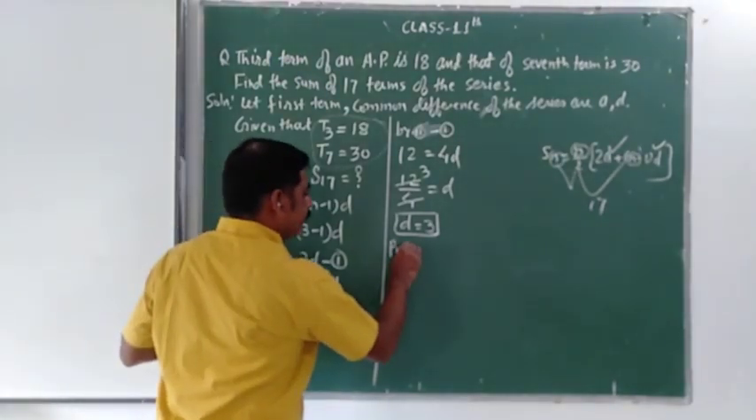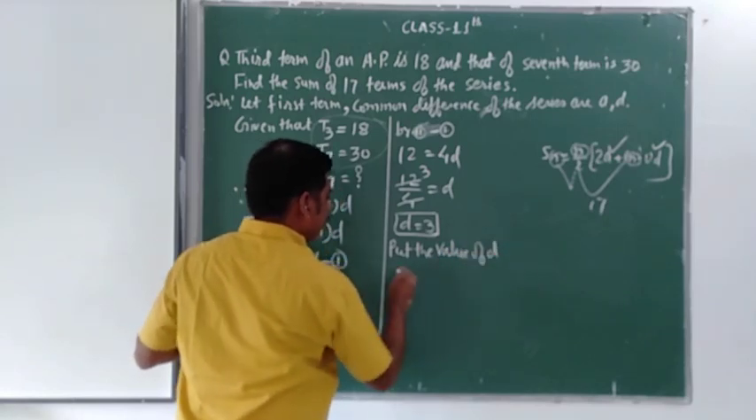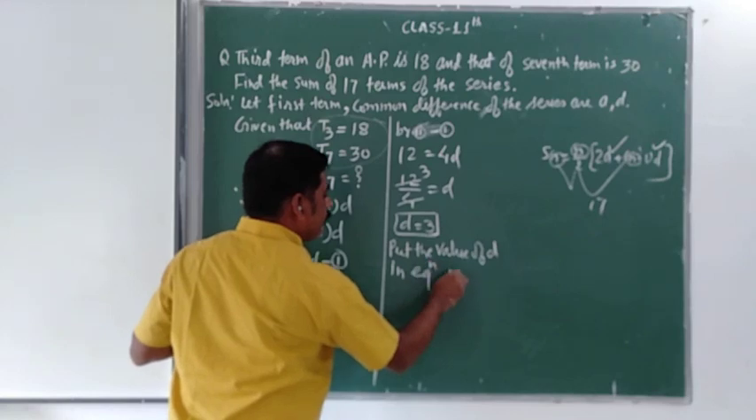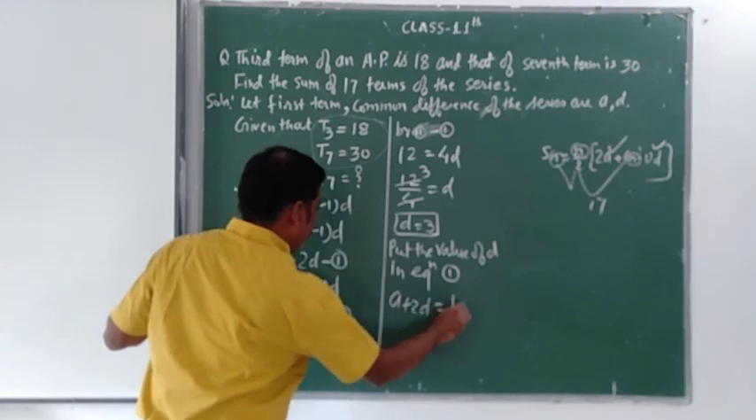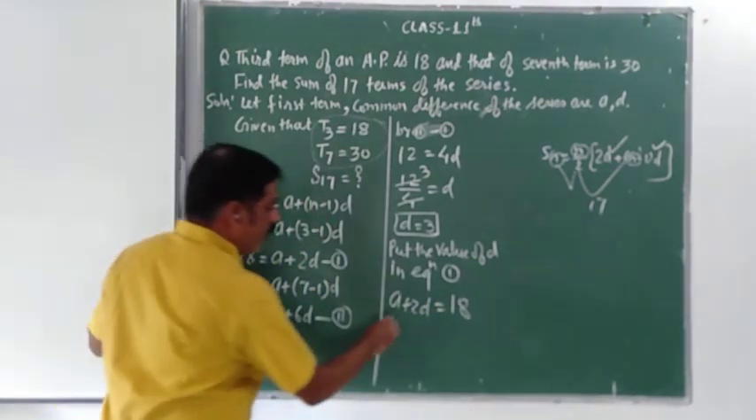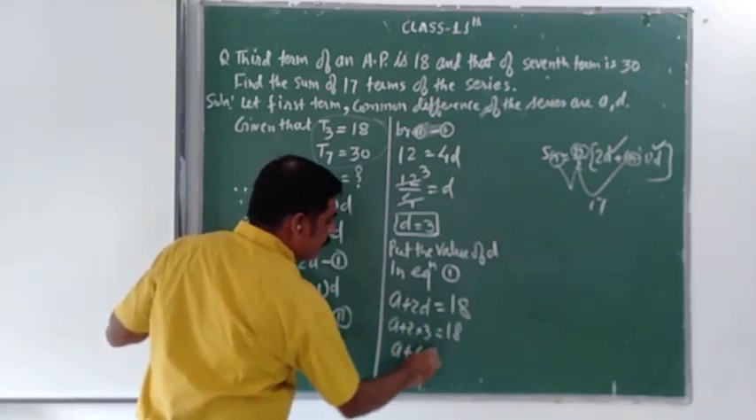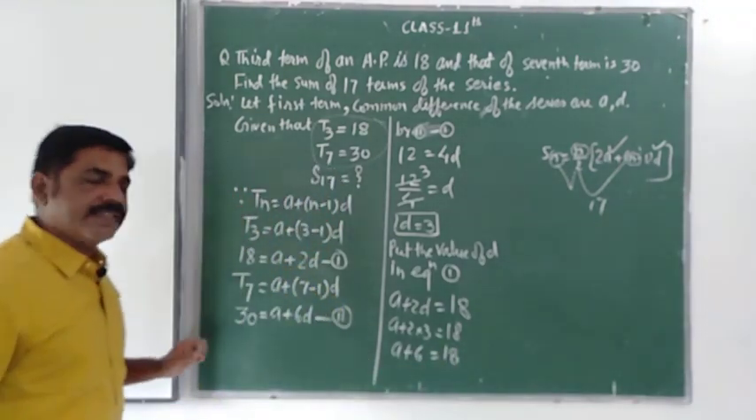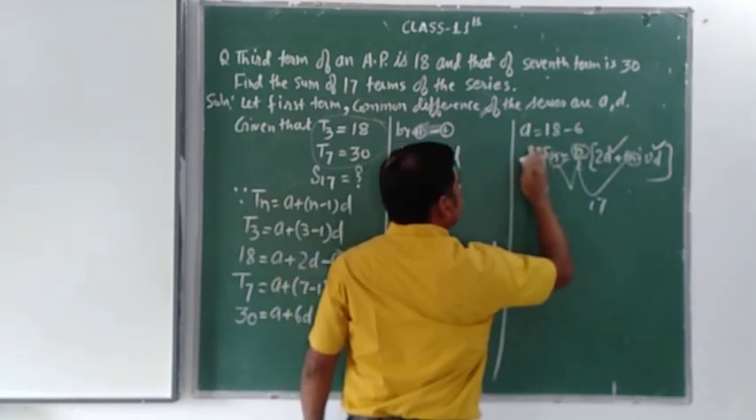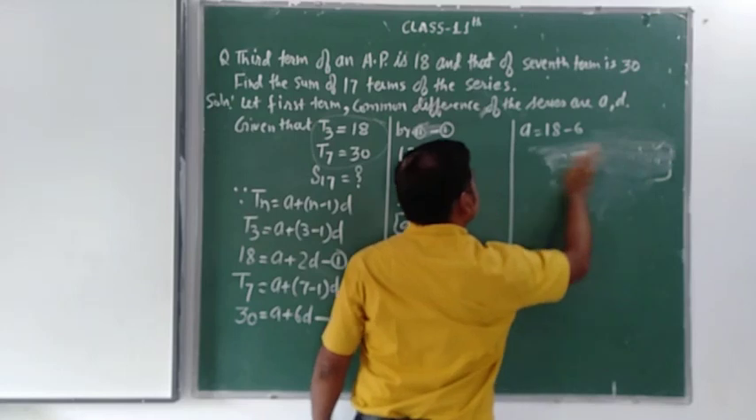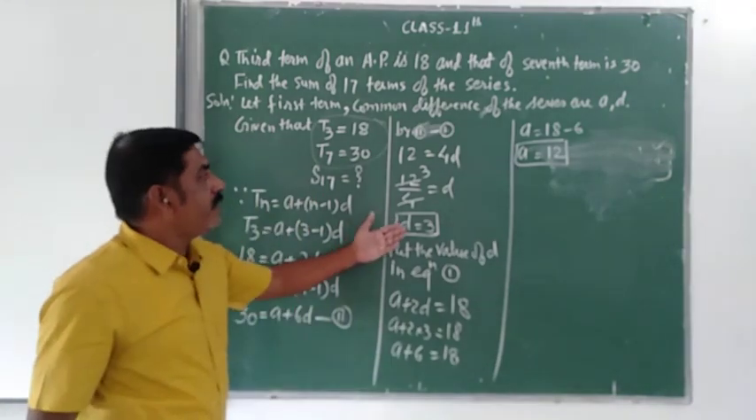Put the value of D in equation first. Now equation first is A plus 2D is equal to 18. Now put the value of D as 3. 3 2s are 6. So A plus 6 is equal to 18. So A is equal to 18 minus 6, which is 12. Now we have A is equal to 12, D is equal to 3.